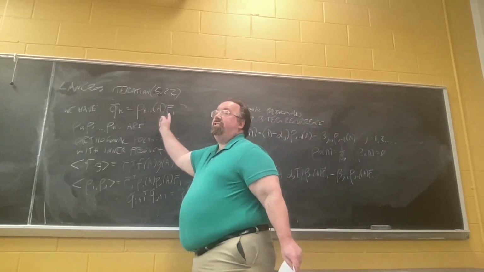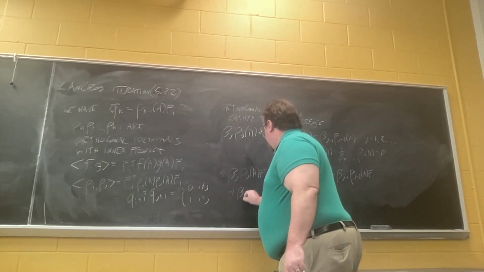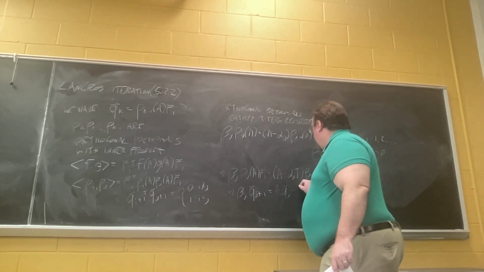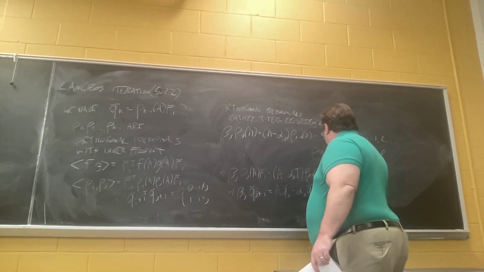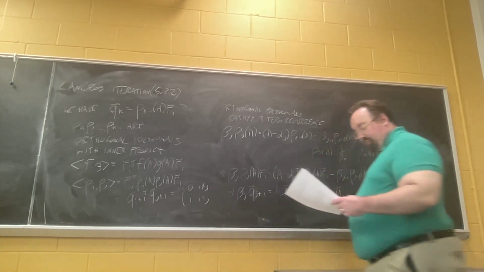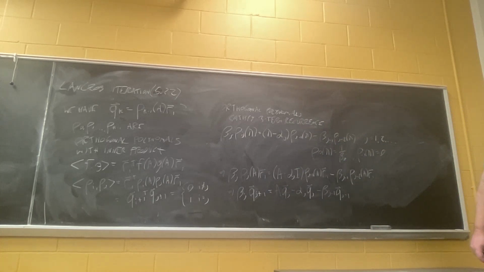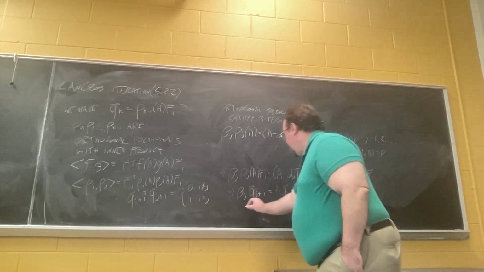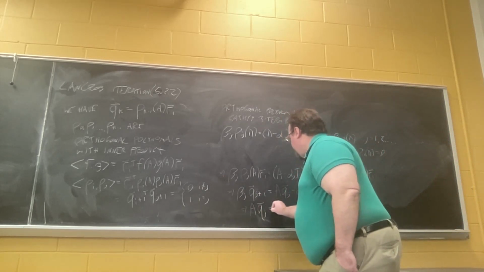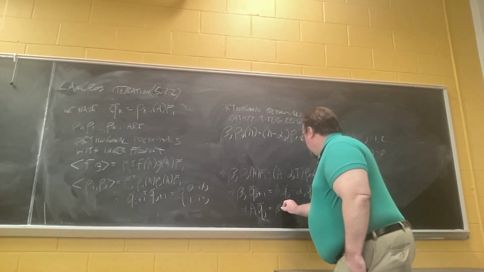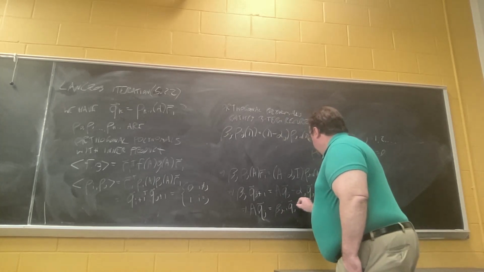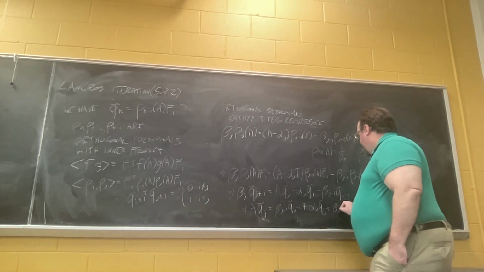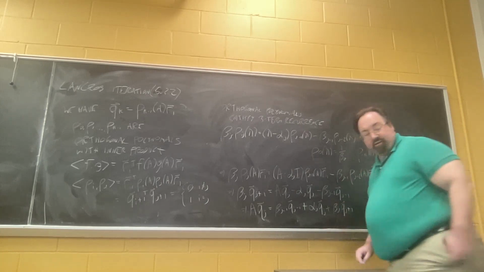But then I use this relationship right here to write everything in terms of the Q's. Now I have beta j q j plus 1 is equal to A qj minus alpha j qj minus beta j minus 1 qj minus 1. Or if I just rearrange it, A qj is equal to beta j minus 1 qj minus 1 plus alpha j qj plus beta j qj plus 1.